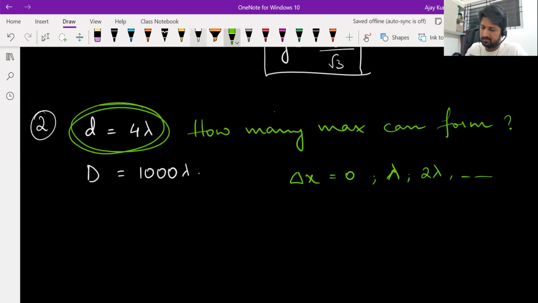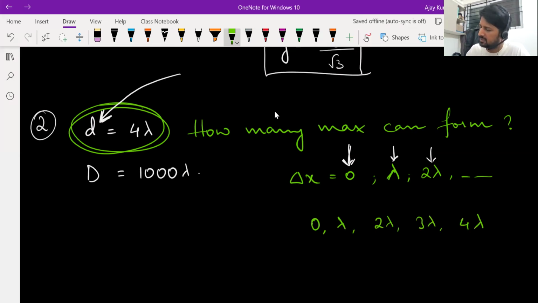At the central maximum, on the perpendicular bisector of the sources, you get path difference 0. As you go away from the perpendicular bisector, the path difference can become lambda, 2 lambda, and so on. But the maximum value of path difference possible is the distance between the sources. If the sources are separated by 4 lambda, you can have path differences of 0, lambda, 2 lambda, 3 lambda, and 4 lambda is also possible, but that occurs at infinite distance on the screen.